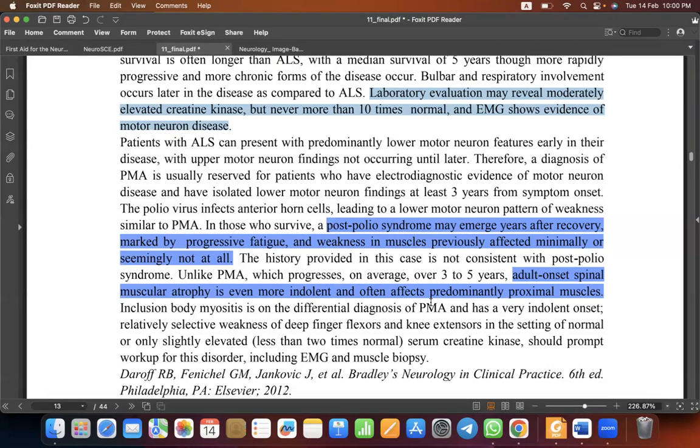Polio involves the anterior horn cell, so the patient will have a lower motor neuron type of weakness as well. Those who survive will have post-polio syndrome. That could be progressive fatigue and weakness in the muscle as well. Unlike progressive muscular atrophy, which progresses over a period of 3 to 5 years. Adult onset spinal muscular atrophy tends to involve the proximal muscles more. And as I told earlier, inclusion body myositis involves the finger flexor with the knee extensor. Only those 2: the finger flexor, knee extensor. We should think about inclusion body myositis, particularly when the age is more than 50.